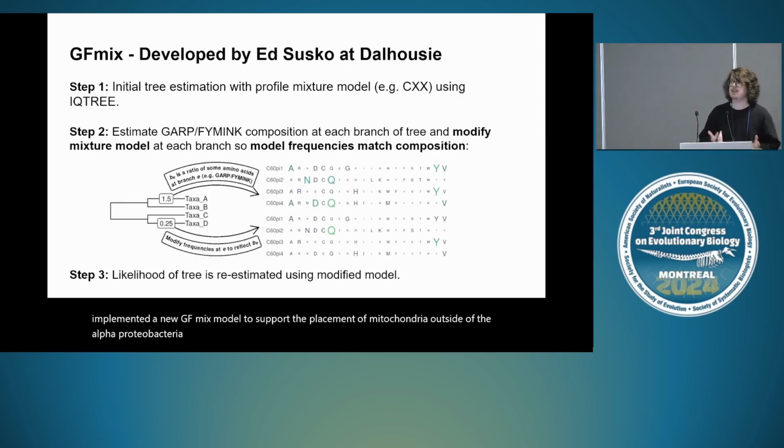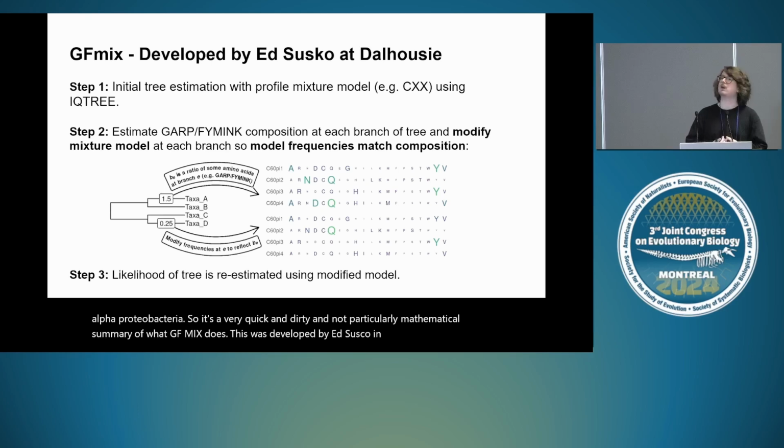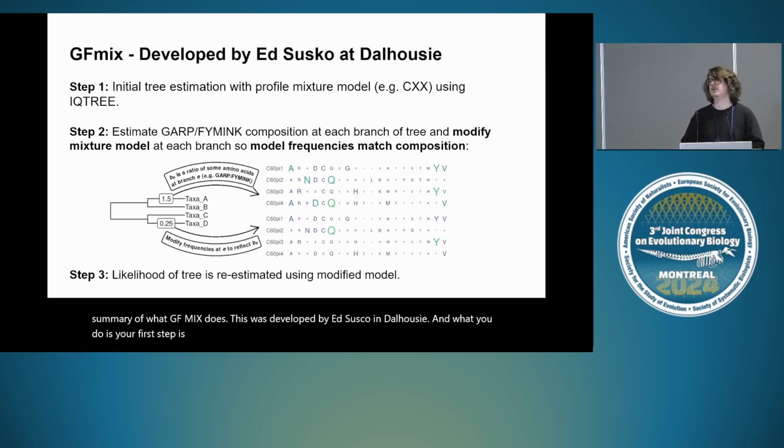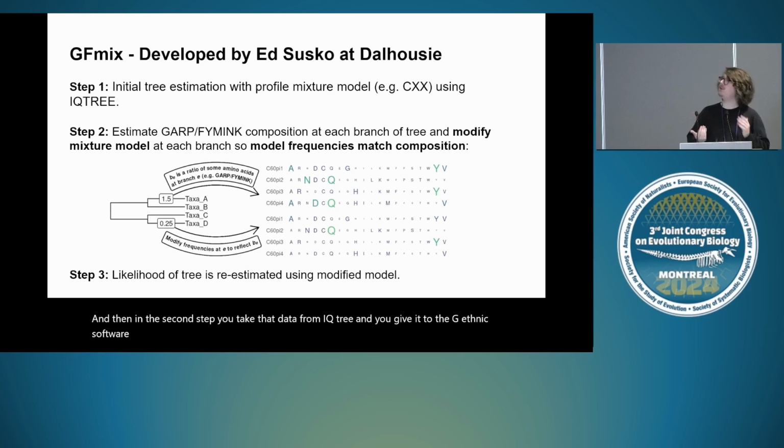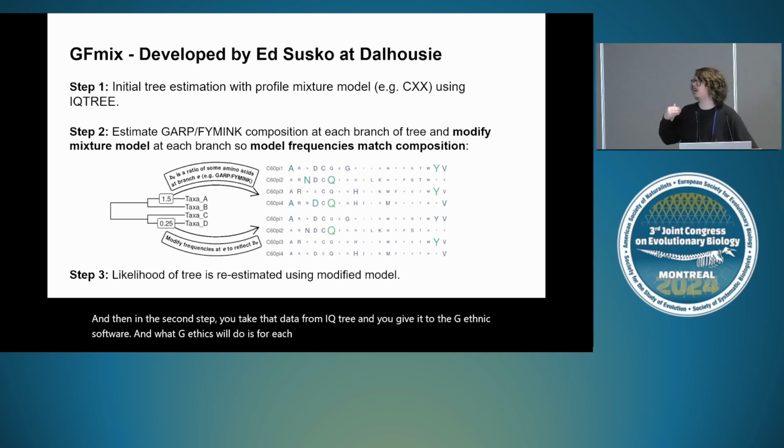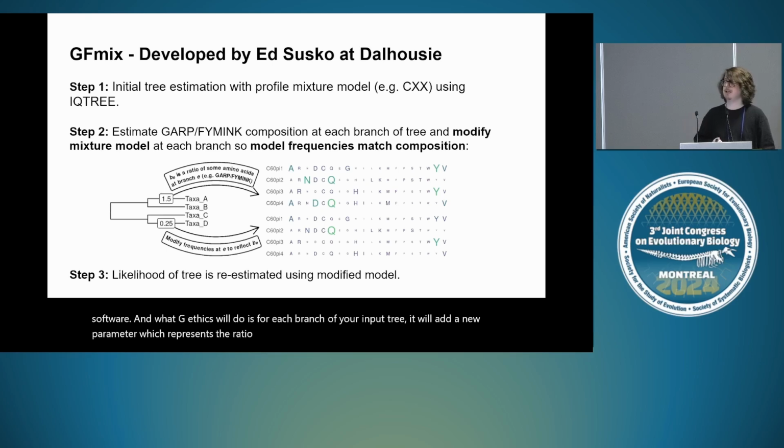So as a very quick and dirty and not particularly mathematical summary of what GF-mix does, this was developed by Ed Susko in Dalhousie, and what you do is your first step is you fit a site heterogeneous profile mixture model to your data set and tree of interest using IQ-Tree. And then in the second step, you take that data from IQ-Tree and you give it to the GF-mix software. And what GF-mix will do is for each branch of your input tree, it will add a new parameter which represents the ratio of GARP to thymic amino acids estimated at that branch.